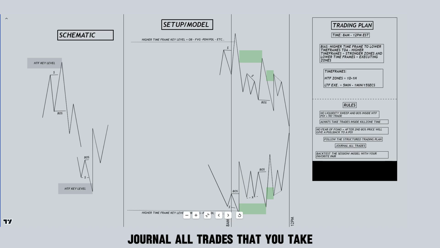Journal all trades that you take and journal all the trades that you see, because that's where most of the growing will be happening. It's through the journal. And then we have right here is to backtest the session and model with your favorite pair.